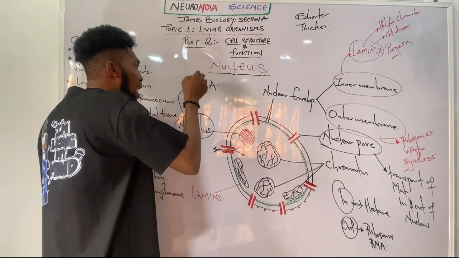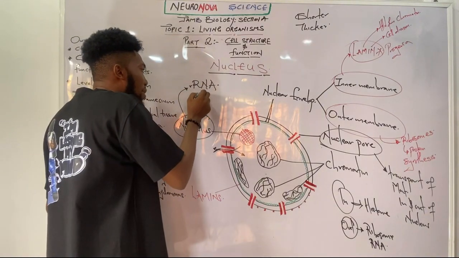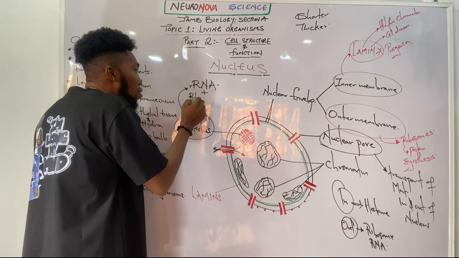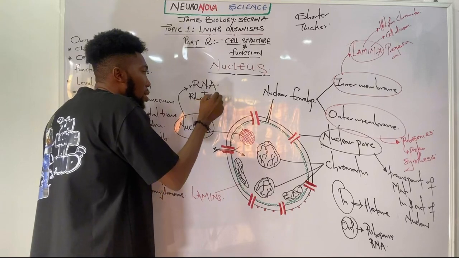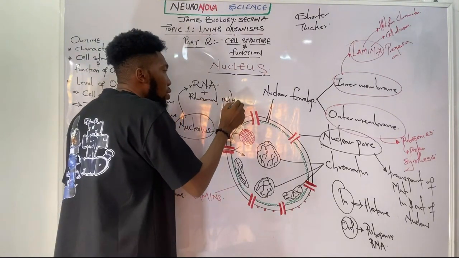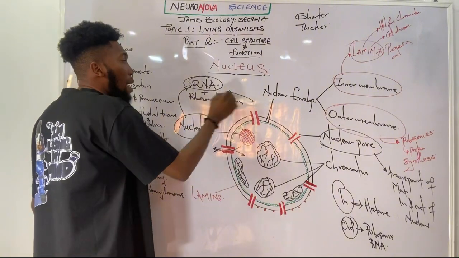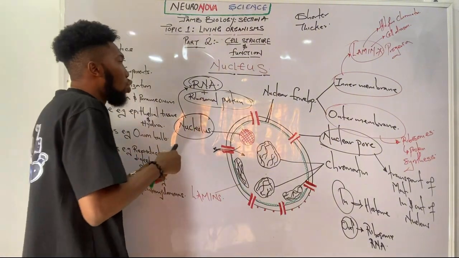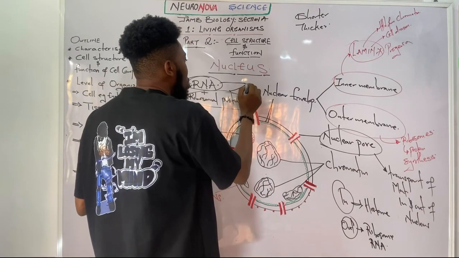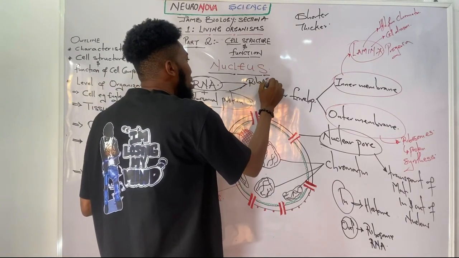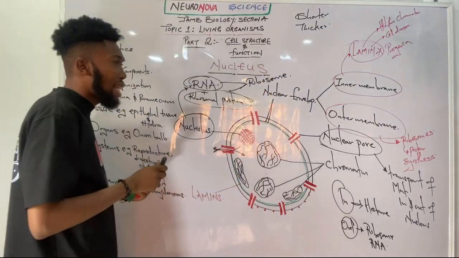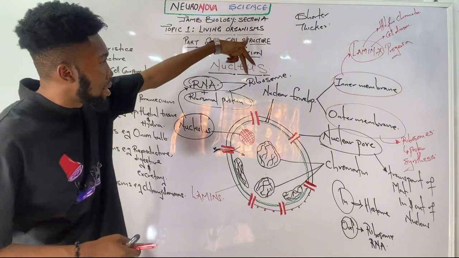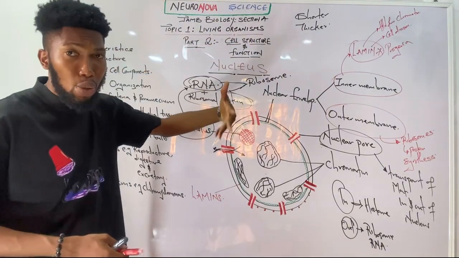Are you there now? And this rRNA tends to combine with a protein that we call ribosomal protein. The combination of rRNA with ribosomal protein is what leads to the formation of ribosome, or you can say the synthesis of ribosome. So basically, what I need you to take home is that the nucleolus helps in the synthesis of ribosome, or you can say it also houses the ribosome.